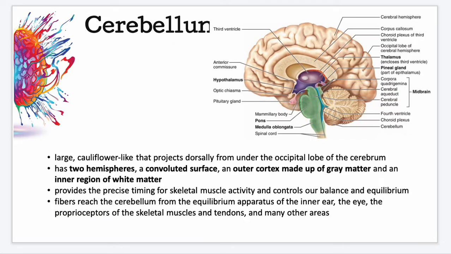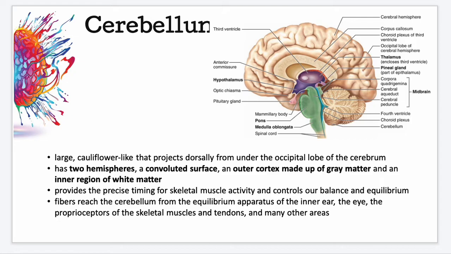Next is your cerebellum. This is a large cauliflower-like structure that projects dorsally from under the occipital lobe of the cerebrum. Like the cerebrum, the cerebellum has two hemispheres and a convoluted surface. And it also has an outer cortex made up of gray matter and an inner region of white matter.